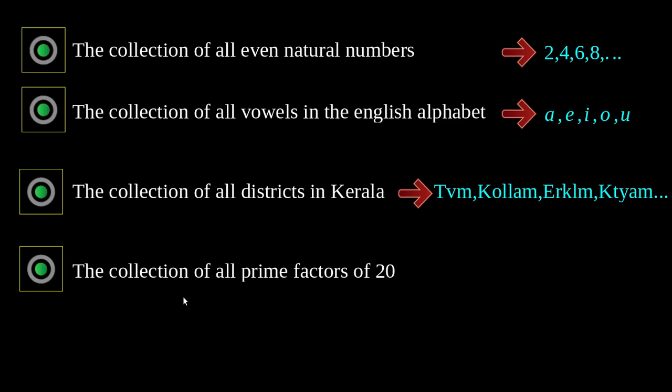Okay, another example is the collection of all prime factors of 20. What are the factors of 20? 1, 2, 4, 5, 10 and 20. Among them, 2 and 5 are prime factors. By prime factor we mean the number which has only 2 factors, 1 and the same number. 2 has 2 factors, 1 and 2. 5 has only 2 factors, 1 and 5. These are the prime factors of 20.